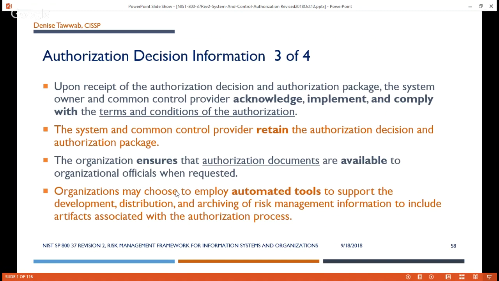Upon receipt of the authorization decision and the authorization package, the system owner and the common control provider will acknowledge, implement, and comply with the terms and conditions of the authorization. The system and common control provider retain the authorization decision and the authorization package, and the organization ensures that the authorization documents are available to organizational officials when requested. Some organizations may choose to use automated tools to support the development, distribution, and archiving of risk management information to include artifacts that are associated with the authorization process.